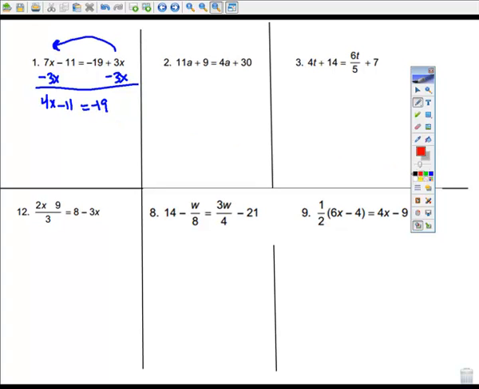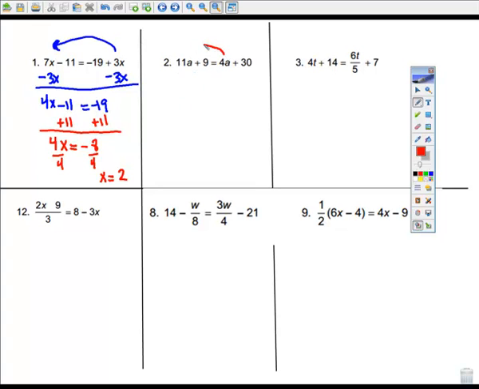Well, now, voila, we have a two-step equation. So it takes us right into what we've been doing before. Since this is subtract 11, we'll add it. So we end up with 4x equals negative 19 plus 11 is negative 8. Now I divide both sides by 4, and x equals negative 2. We're going to do a few more of these.